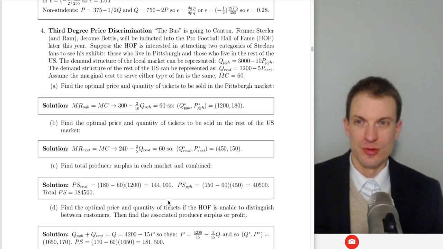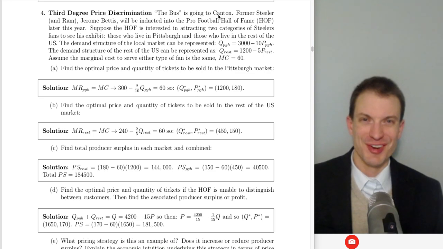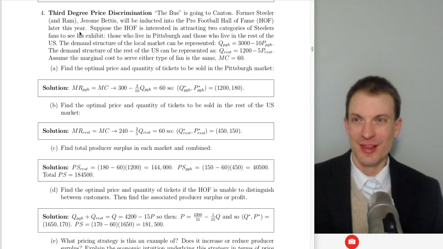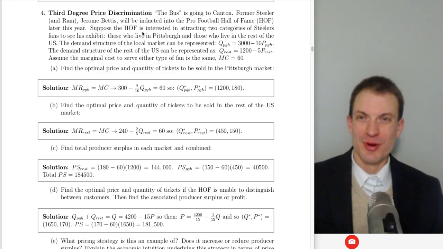Question 3. Third degree price discrimination. The bus is going to Canton. Former Steeler and Ram Jerome Bettis will be inducted into the Pro Football Hall of Fame later this year. Oops, so this is when I was at University of Pittsburgh. That's a while ago. So suppose the Hall of Fame is interested in attracting 2 categories of Steelers fans to see his exhibit, those who live in Pittsburgh and those who live in the rest of the U.S.